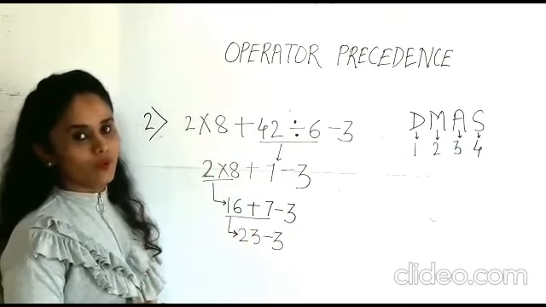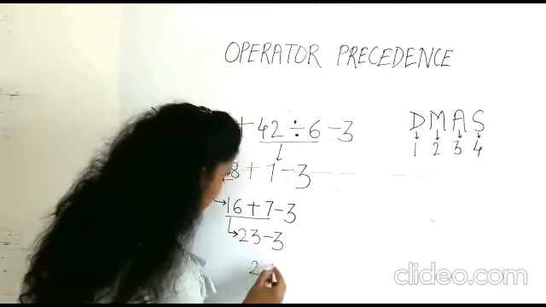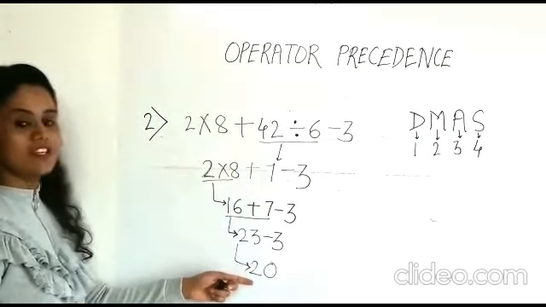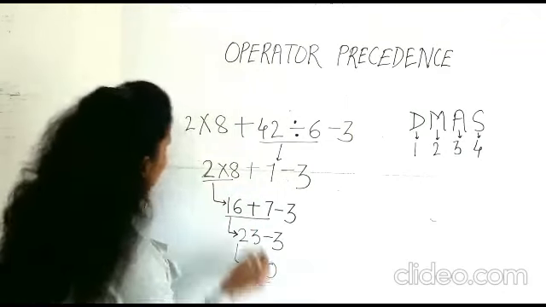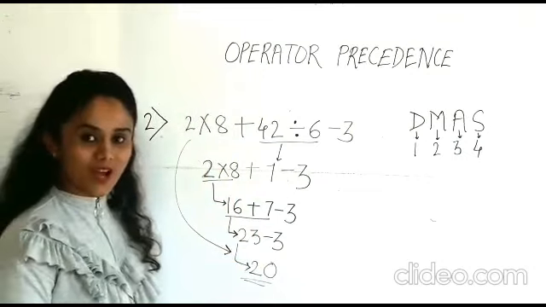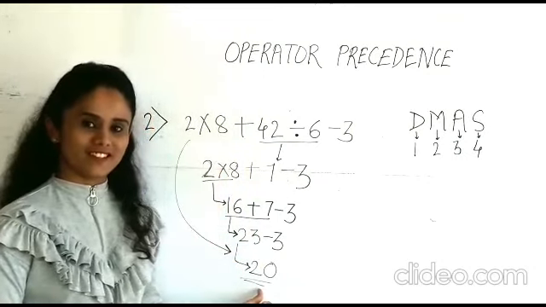And finally, we are going to do subtraction. That is 23 minus 3 is 20. Alright, and 20 is your final answer for this expression. And this is how you are going to solve the operation, and this is your final answer.